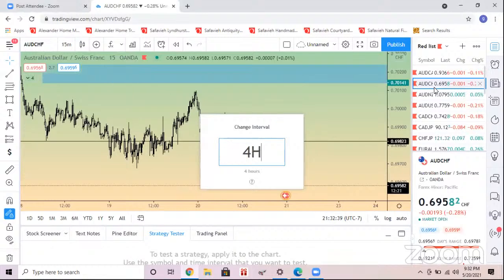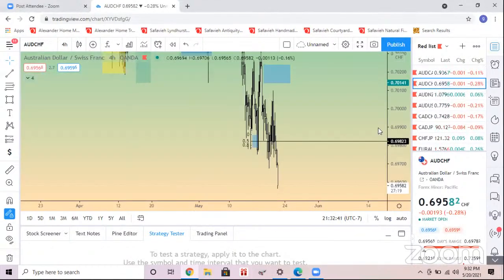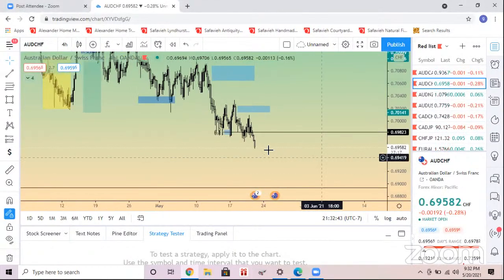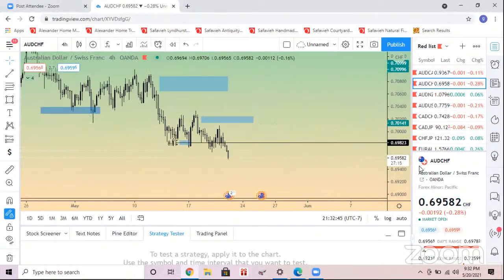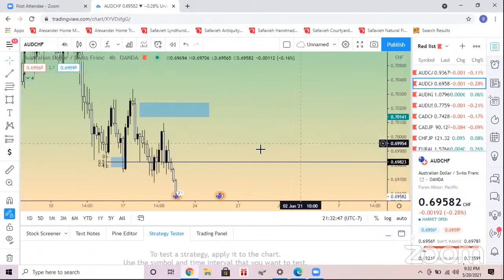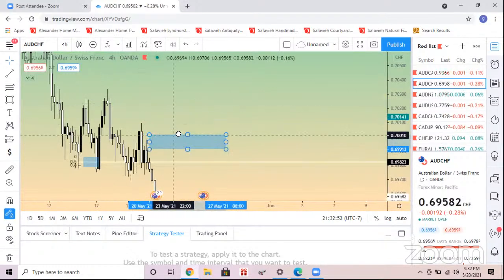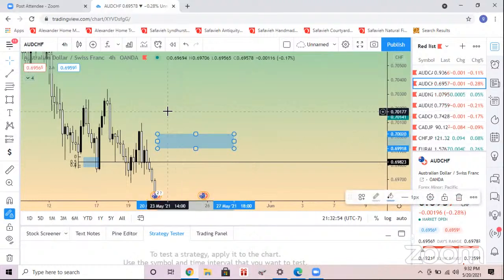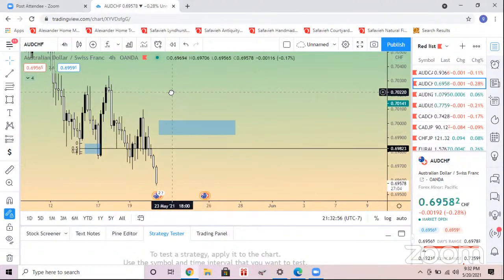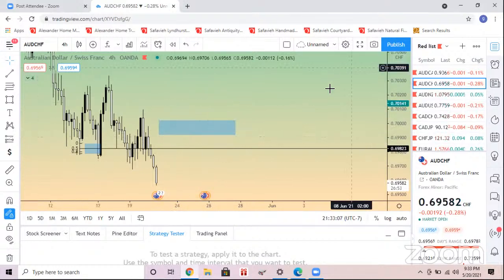Hey, Chef. Still looking for sells, but not here. It could still come all the way up here, but if it gives us a distribution right here, I'll take it.